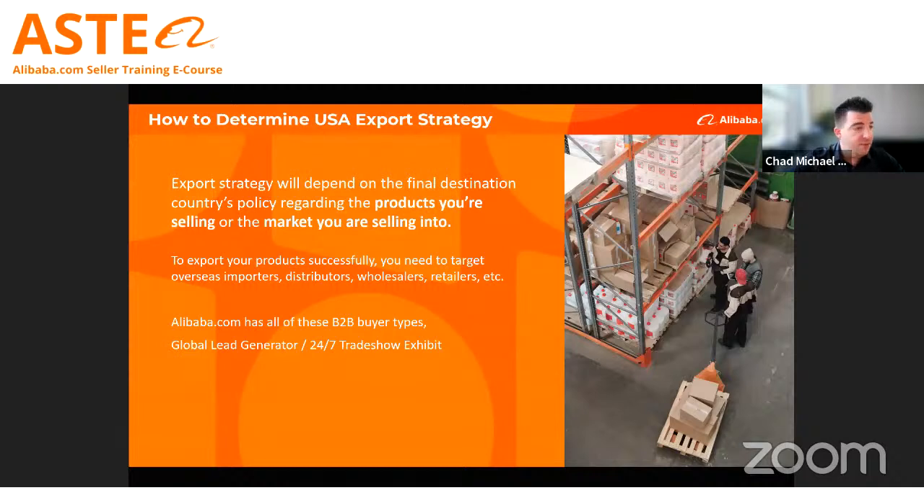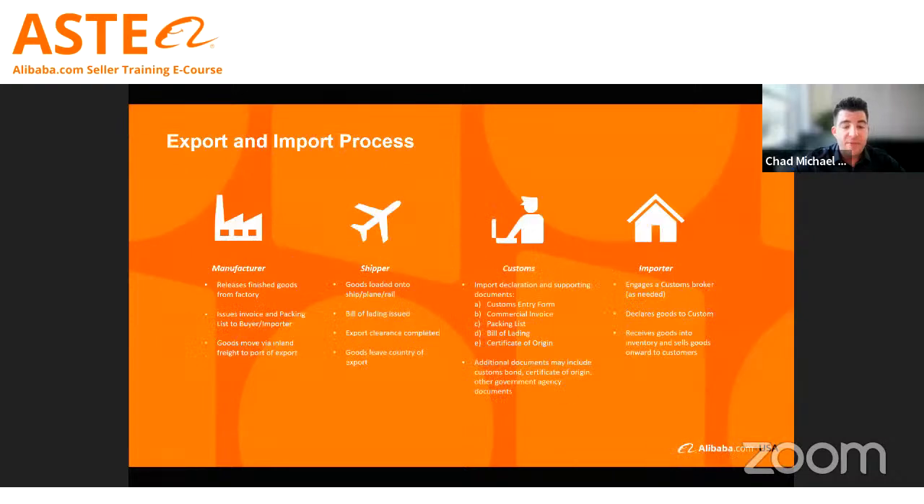Okay, so moving forward, a little bit about the export and import process, right? You have to know where you sit in the supply chain, right? Are you a manufacturer? Are you a distributor? Are you a wholesaler, a shipper? You have to understand what part of the supply chain my business sits in, and how do I utilize Alibaba to grow my business, right? So this is just a simple outline of how the export and import process works, right?